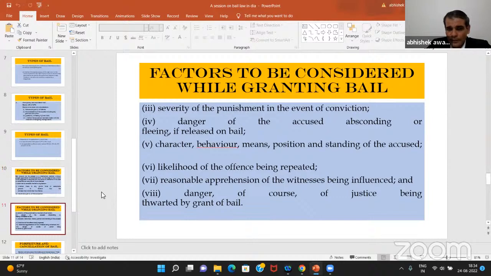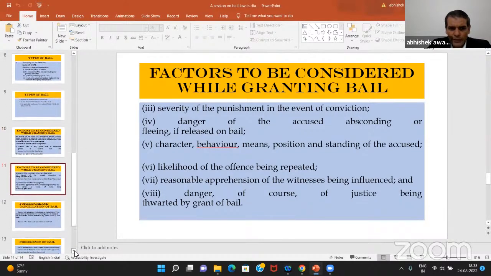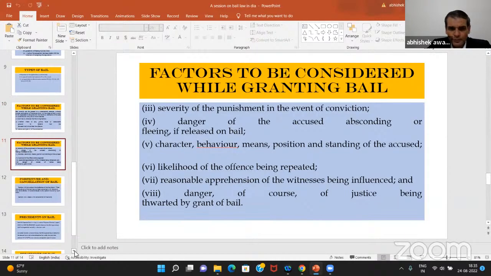As a student, whenever you draft an application in your drafting exam, always include these two things. Likelihood of the offense being repeated, again, it's very important. Reasonable apprehension of the witnesses being influenced, and danger of the course of justice being thwarted by the grant of bail. Points 3, 4, 5 and 6 are very important. They should always be included in the application.